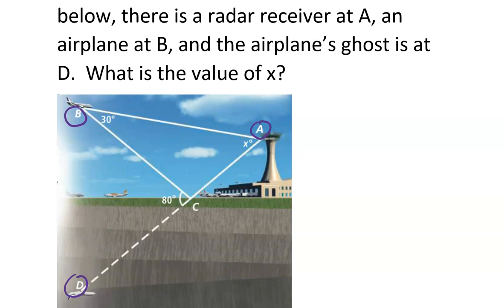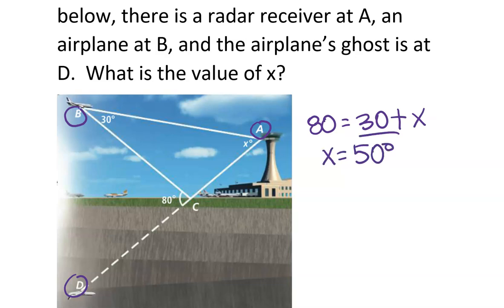So when you're looking at it, you're looking at a triangle. 80 is the exterior angle. 30 and X are the remote interior angles. And if you subtract 30, you get X equals 50. And that is what you're looking for.